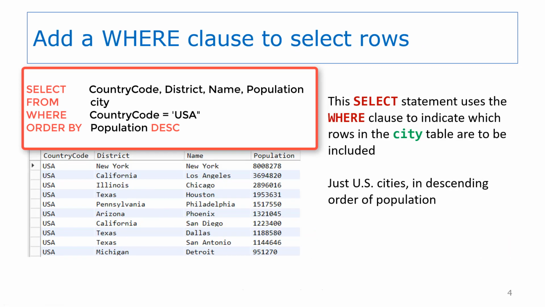This is the next piece of the puzzle. I added a where clause to select just the cities that are in the United States, using the country code USA. Now we have just US cities in order of descending population.